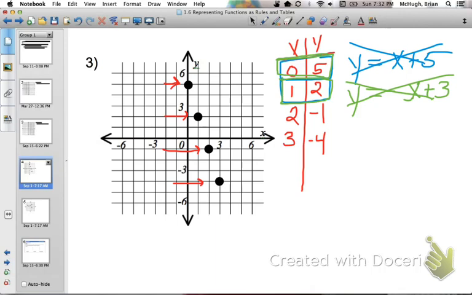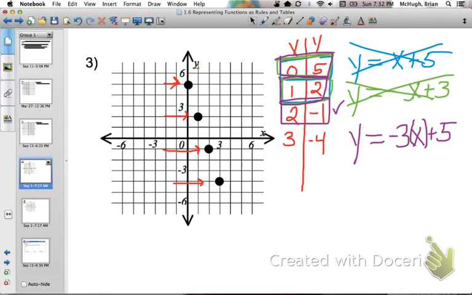So let's try one more attempt, and let me find a color here. What if we try not just the opposite, but some multiple of the opposite, so -3x plus 5. Okay, that's definitely going to work with 0, 5, because 0 plus 5 is 5. Will it work with an input of 1 and an output of 2? Plug in 1 for x here, and we get -3 plus 5 is 2. Does it work for 2 and -1? Input 2, and we get -6 plus 5 is -1. Does it work for 3 and -4? 3 times -3 is -9 plus 5. This is our rule. We figured it out.